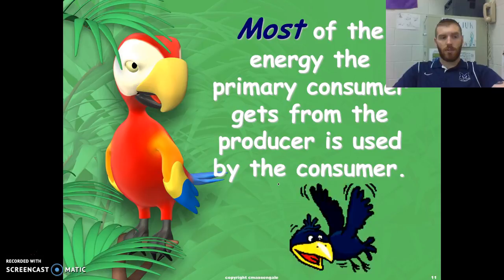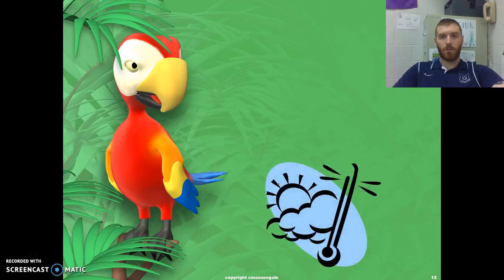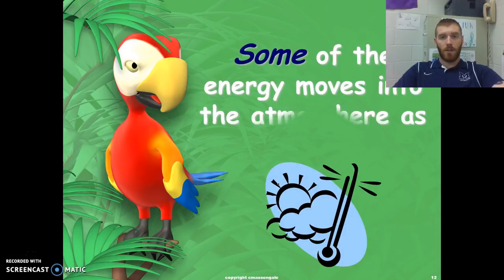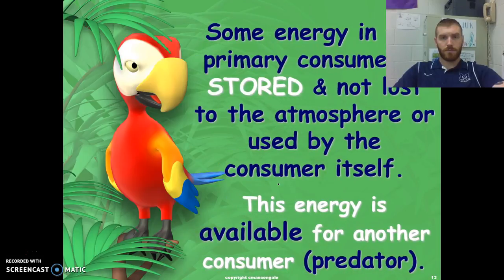So you can see the energy starts to decrease as we move up in energy levels, or trophic levels. Trophic meaning food. Some of the energy moves into the atmosphere as heat. So most is used by that organism. Some is passed on when that organism is eaten, and other is let off as heat energy into the atmosphere. See, some of the energy in the primary consumer is stored, not lost to the atmosphere or used by the consumer itself. And this energy is available for another consumer or a predator.